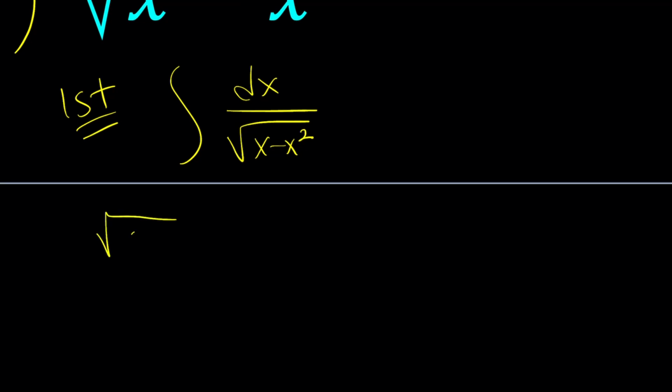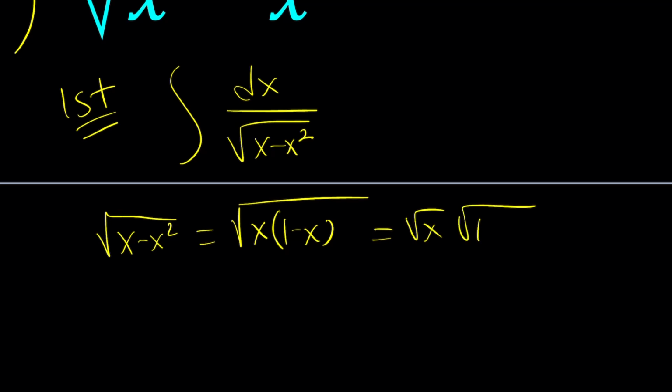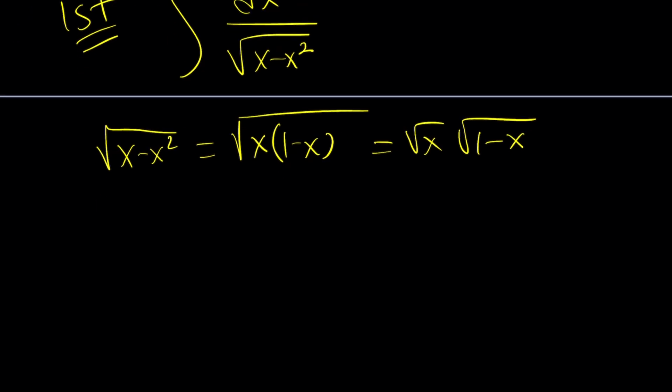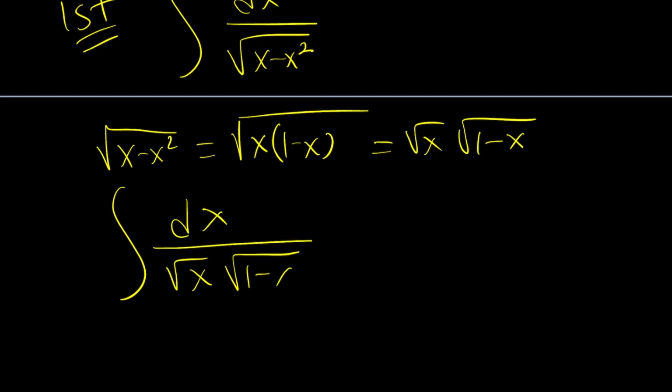So square root of x minus x squared can be written as the square root of x times 1 minus x. And then we can go ahead and separate this into two radicals, like square root of x times the square root of 1 minus x. Okay, now, here's what we're going to do. We're going to be writing this as 1 over square root of x times the square root of 1 minus x. Now, what is so helpful about separating them? You might be thinking, right? So here's what I'm going to do.